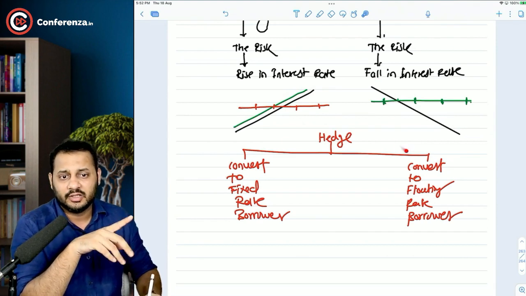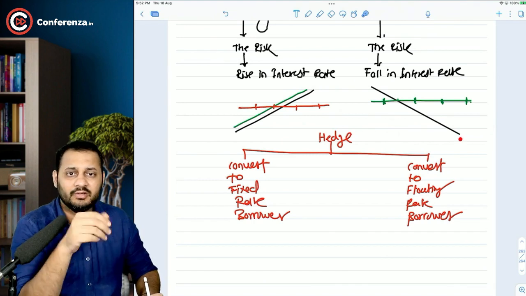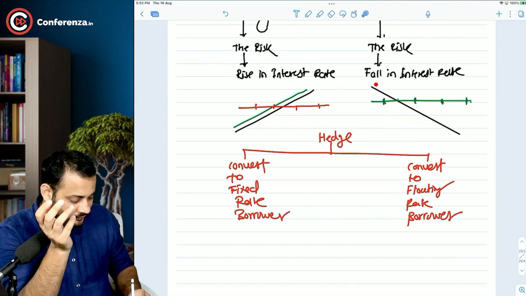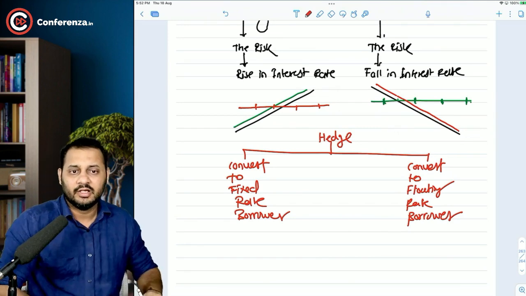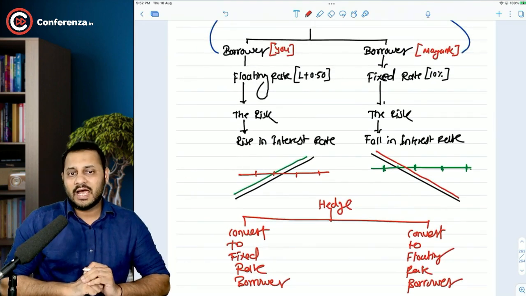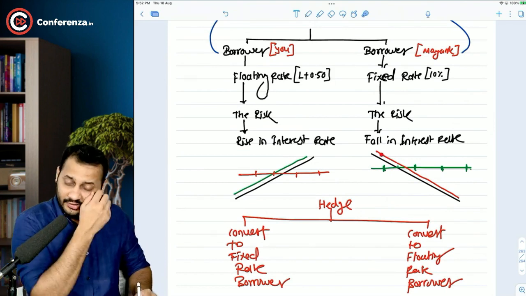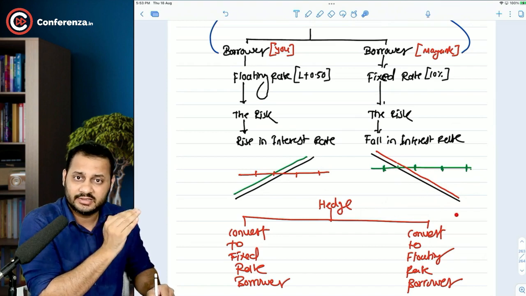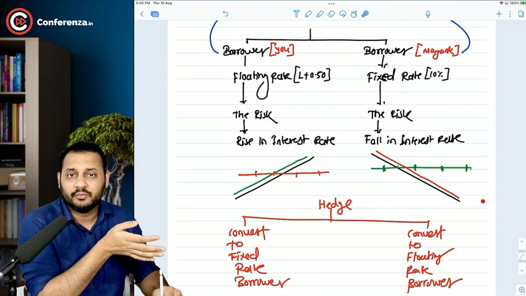And to this person, convert to floating rate borrower. Floating rate means whatever the interest rate will be, he will be paying that. So to the floating rate borrower, once he converts himself, he will be paying the interest in this manner. The red line indicates what will happen after conversion. You can clearly see that the red line is going down. It is going down, meaning the interest cost to the fixed rate borrower is coming down.